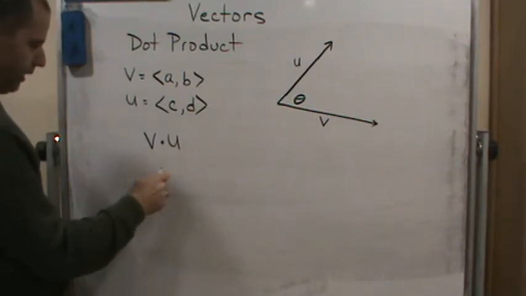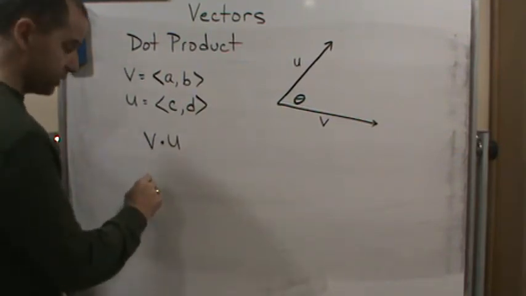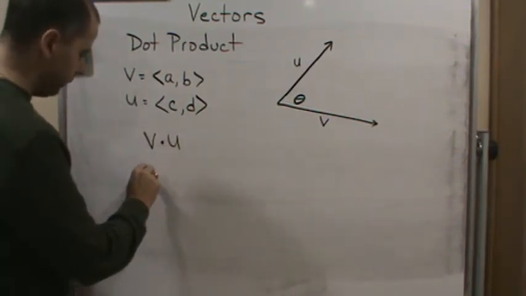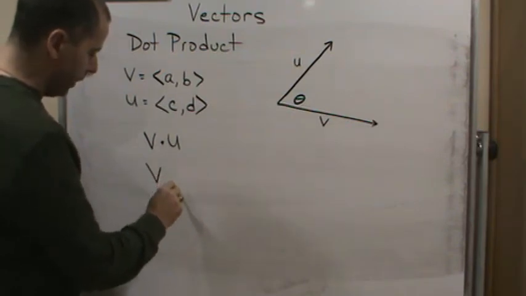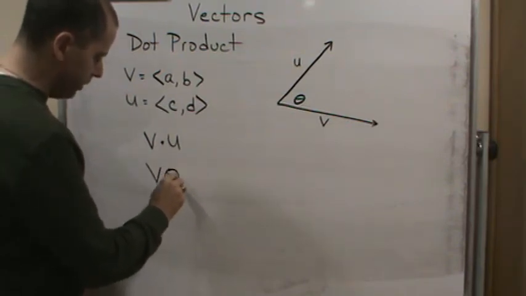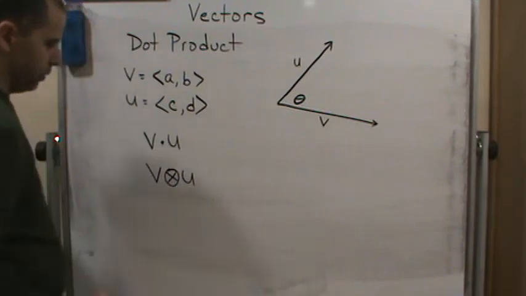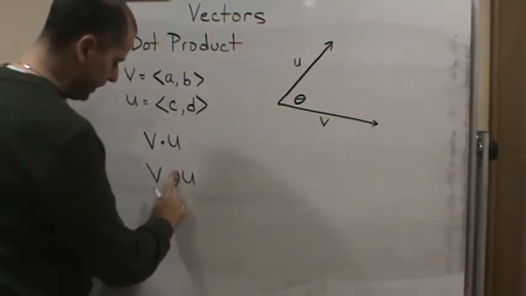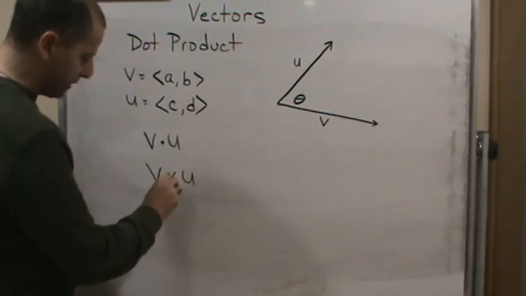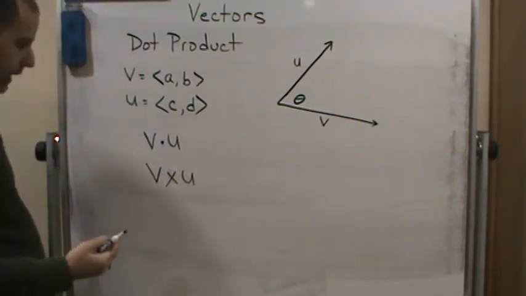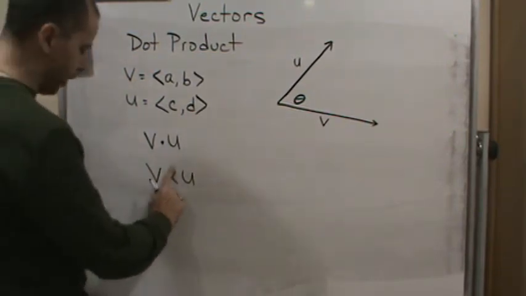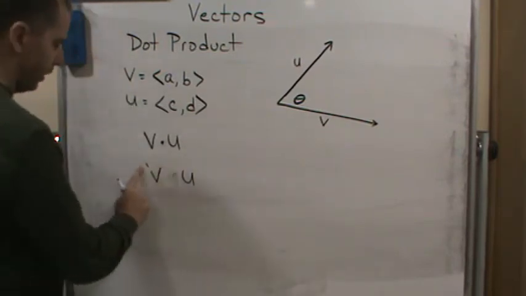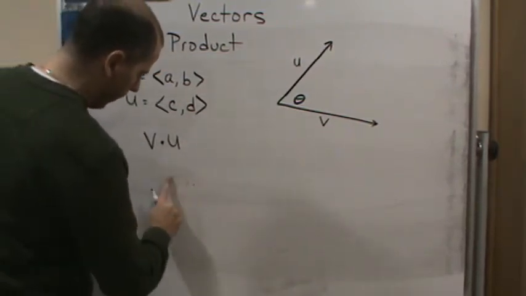And just for the sake of completeness here, if you want the cross product, typically you might see it using something like that, okay? Or you might see it just with an x, but it's not regular multiplication. It's what we call a cross product, okay? So anyway, back to dot product.